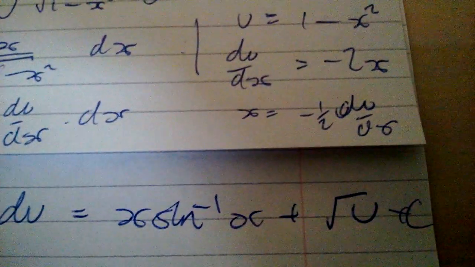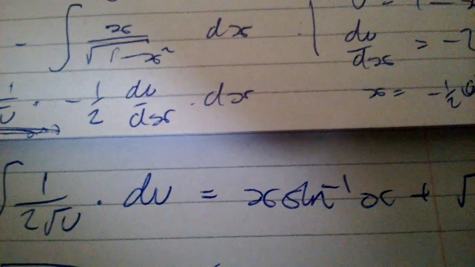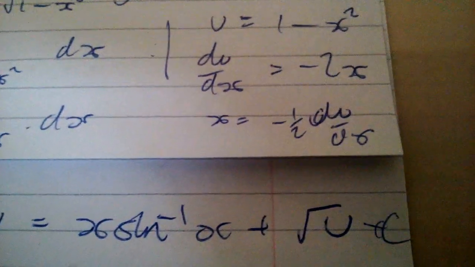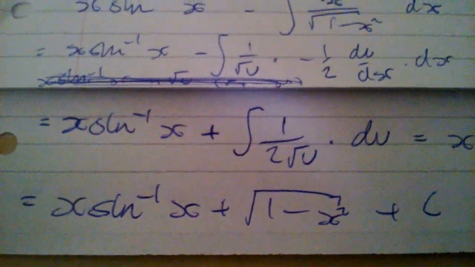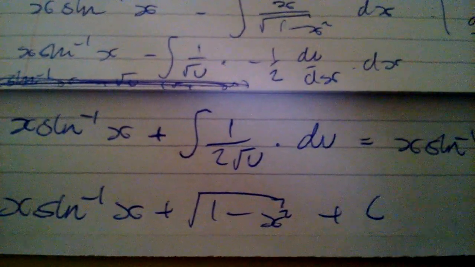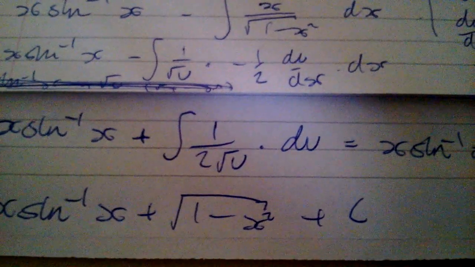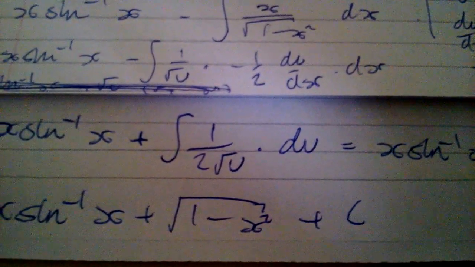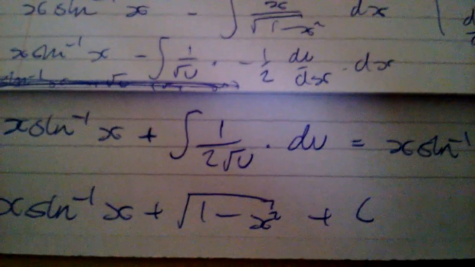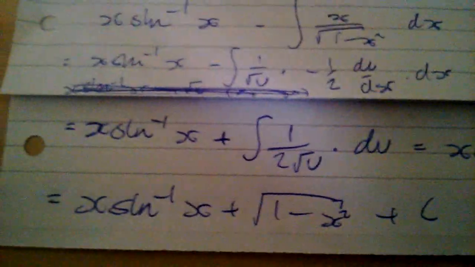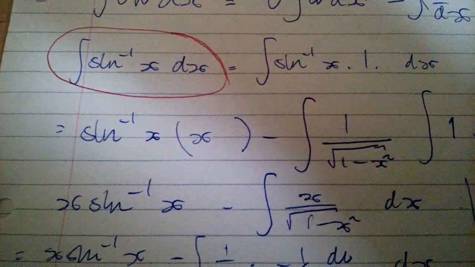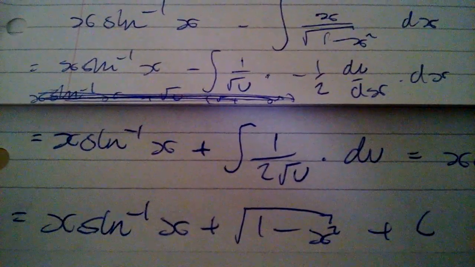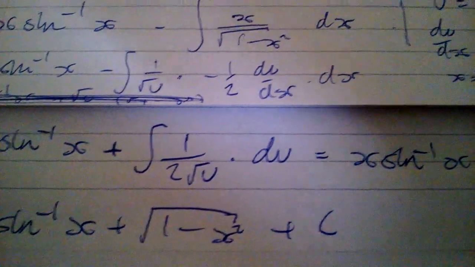The first term is still x sine minus 1 x, and if you integrate 1 over 2 root u, you just get the square root of u. So that's x times sine minus 1 x. I want to expand u in terms of x again, which is the square root of 1 minus x squared. So the integral of sine minus 1 x dx is x sine minus 1 x plus the square root of 1 minus x squared plus c.